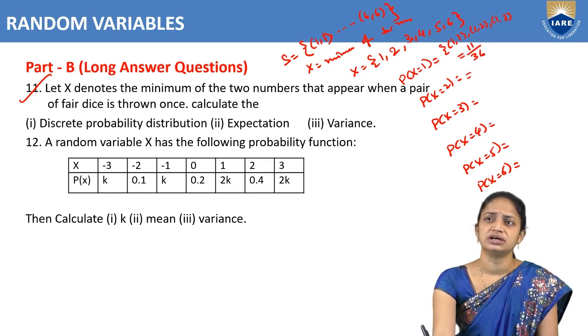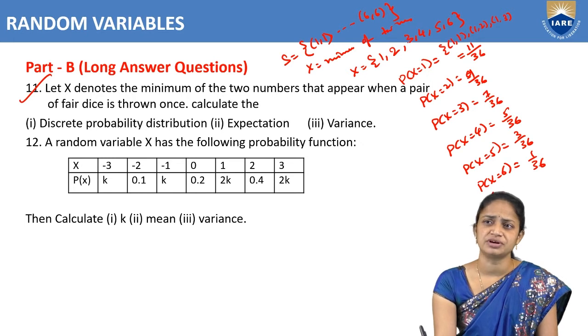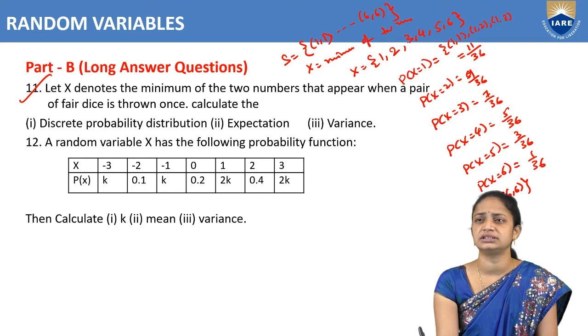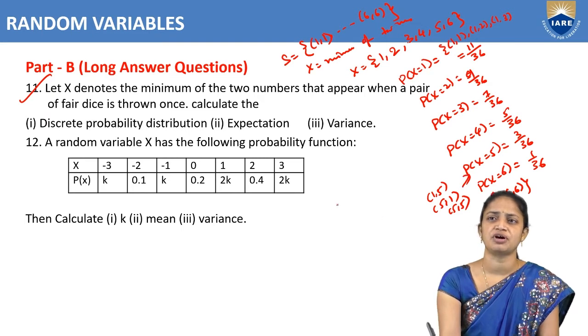Then this is 9 by 36, this is 7 by 36, this is 5 by 36, this is 3 by 36 and this is 1 by 36. Let's check whether it is right. For P(X=6) we have only one possibility, that is (6,6), where 6 is the minimum. For X=5 we have (5,6), (6,5) and (5,5), so 5 is the minimum.